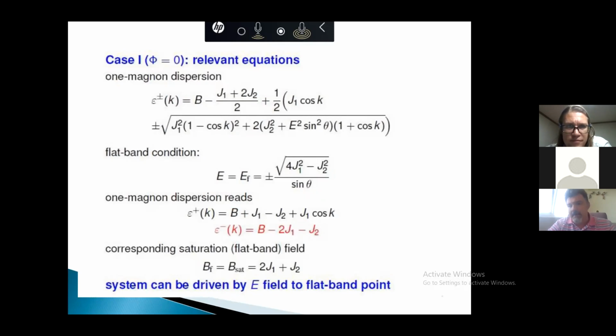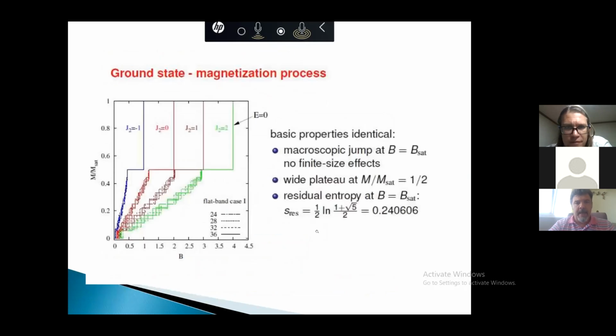the experimental observation of the flat bands. And another important point here is that also the value of the saturation magnetic field is lower than for the case without electric field.